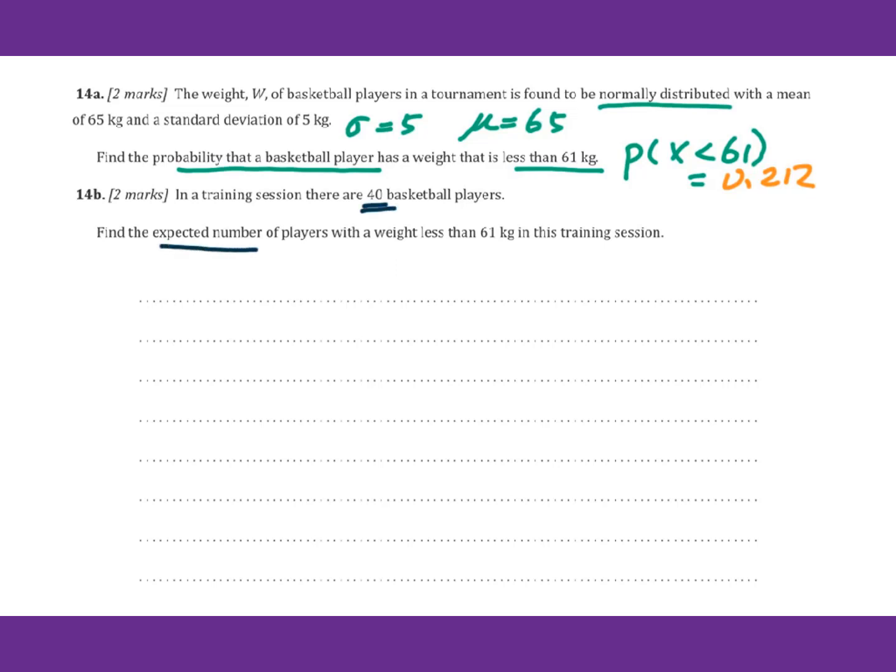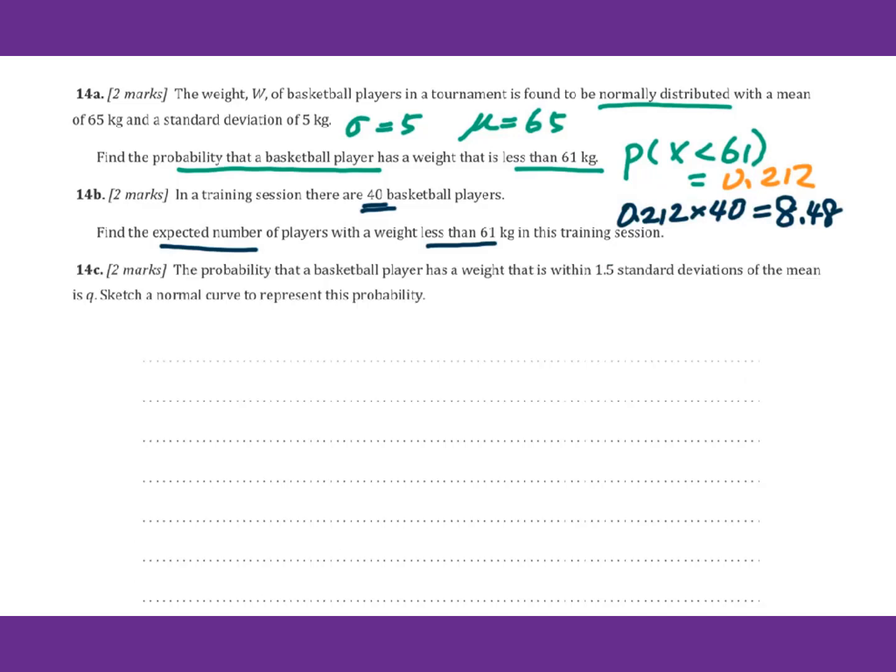For 14B, in a training session, there are 40 basketball players. Find the expected number of players with a weight less than 61 kilograms in this training session. So we use this probability 0.212 times 40 equals 8.48.